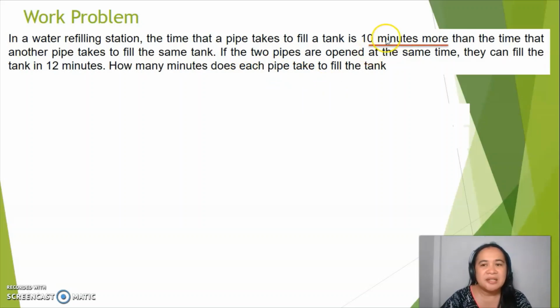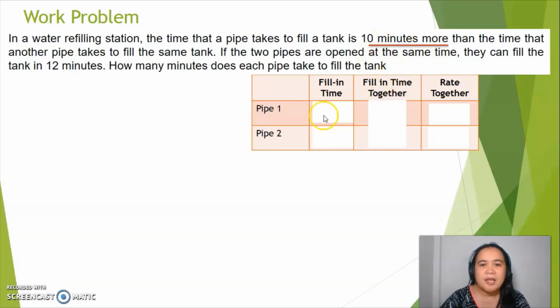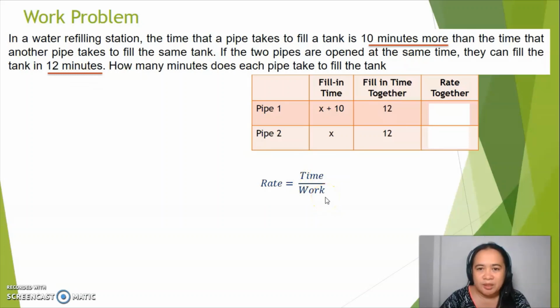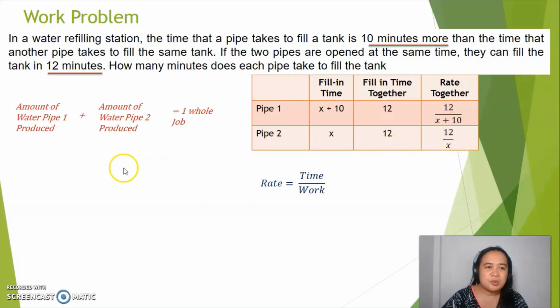Take note, the given here is 10 minutes more than the other pipe. So therefore, filling time or work time for pipe 2 is x, while for pipe 1 could be x plus 10. Now take note, together they can fill the tank in 12 minutes. Take note, rate is work over time. So with this, we will have 12 over x plus 10 and 12 over x for pipe 2. Take note, the amount of water pipe 1 produces and the amount of water pipe 2 produces is equal to one whole job. So with this, we substitute 12 over x plus 10 plus 12 over x equals 1.